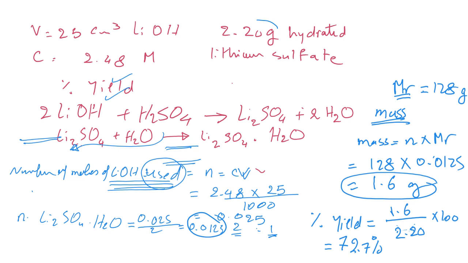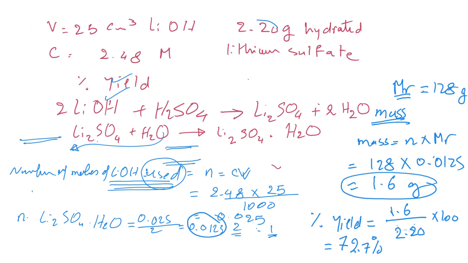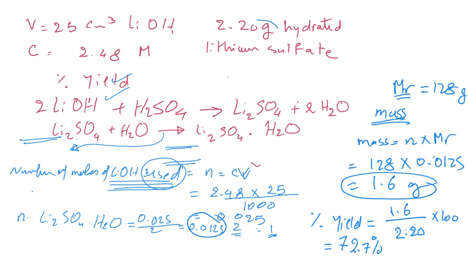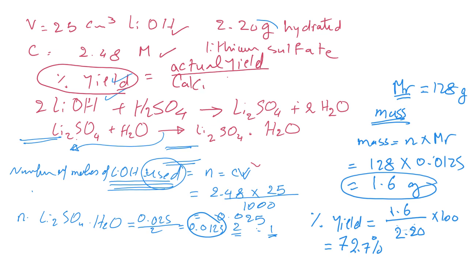We have a mole question here. It's a neutralization reaction between lithium hydroxide and sulfuric acid. He gave you the volume of lithium hydroxide and its concentration, and he is asking about the percent yield of the reaction. In order to calculate the percent yield, we need to first know the actual yield and divide it by the calculated one that we got from the stoichiometry of the equation, times 100.